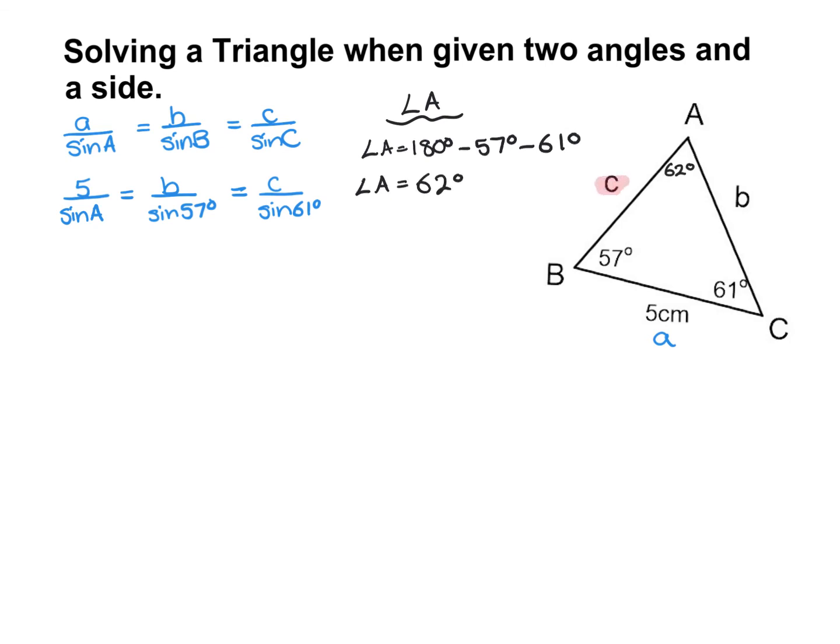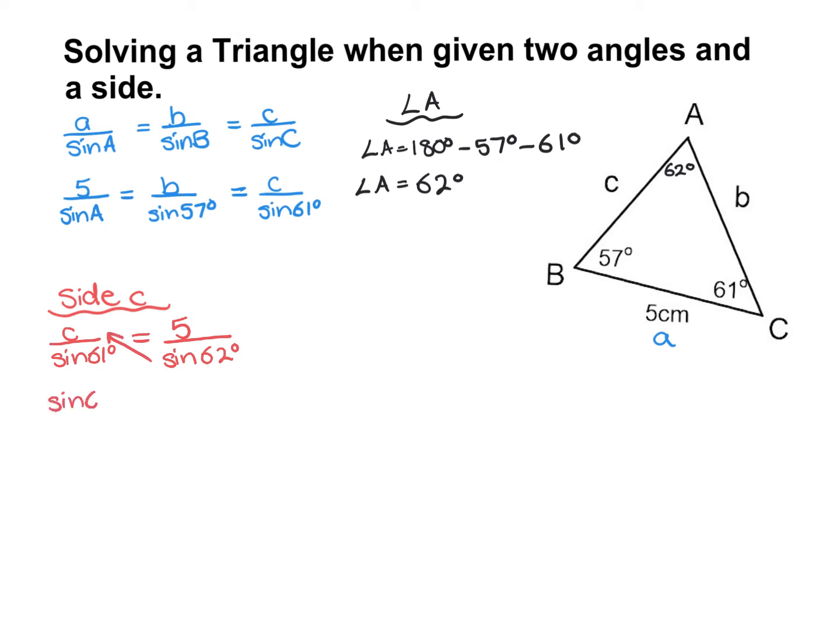All right, so now let's find a side. And I'm going to start off by finding side C. Now to find side C in our equation, we have to use this one right here. And I'm going to use this one right here because we just figured out angle A is 62 degrees. So let's write that. C over sine of 61 degrees is equal to 5 over sine of angle A, which is 62 degrees. Okay, now that we have the equation, let's cross multiply.